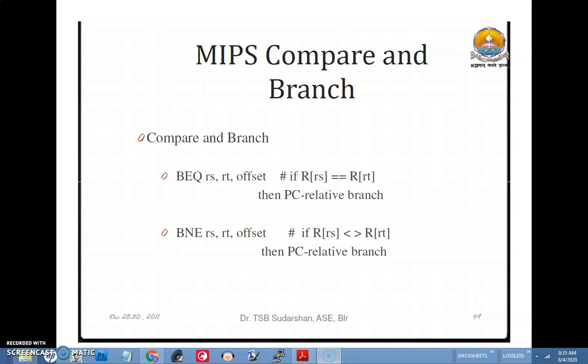If the offset value is positive, you will be branching forward, and if the offset value is negative, you will go back to some addresses behind the PC. That is how they are working, BEQ and BNE. So please understand that the offset in a branch instruction is a signed value.